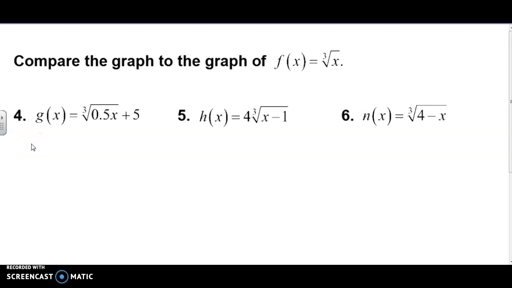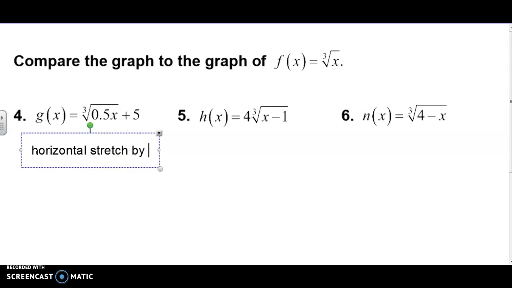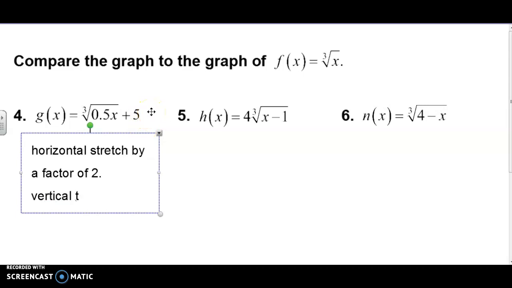Alright, so the first one, we're multiplying on the inside. Sometimes it's a bit hard to see with decimals, but remember, we're multiplying by 1/2 inside. So we know it's a horizontal stretch or shrink. But which one is it? Remember, for horizontal, the factor is the reciprocal of what you're multiplying by. So if we're multiplying by 1/2, the factor is 2. If the factor is greater than 1, it's a stretch. So it's a horizontal stretch by a factor of 2. Now we're not completely done yet because we still have this plus 5 on the outside. Since we're adding 5 on the outside, it is a vertical translation.